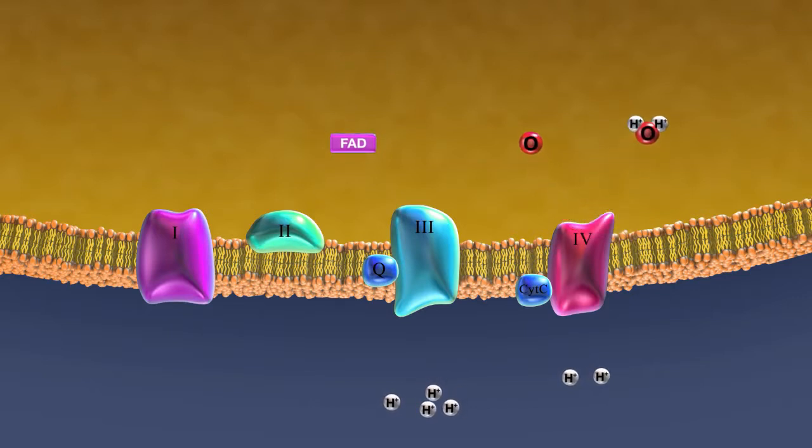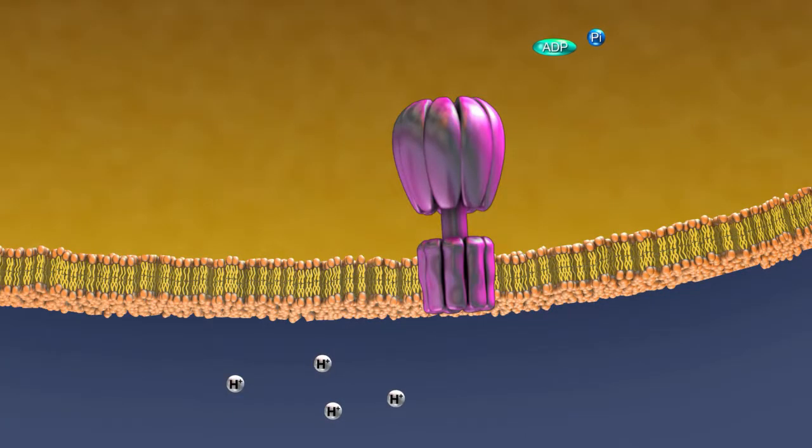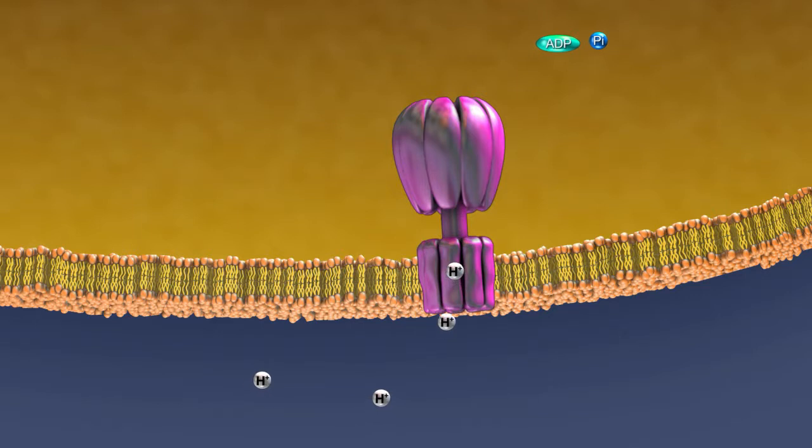Now let's understand how the proton gradient, or that increase in the proton concentration that we've generated in the inner membrane space, can be used to produce ATP. Here we can see the protein ATP synthase, also known as the F0, F1 ATPase. In this image, we can see the protons entering the F0 component of the protein, which is the proton channel.